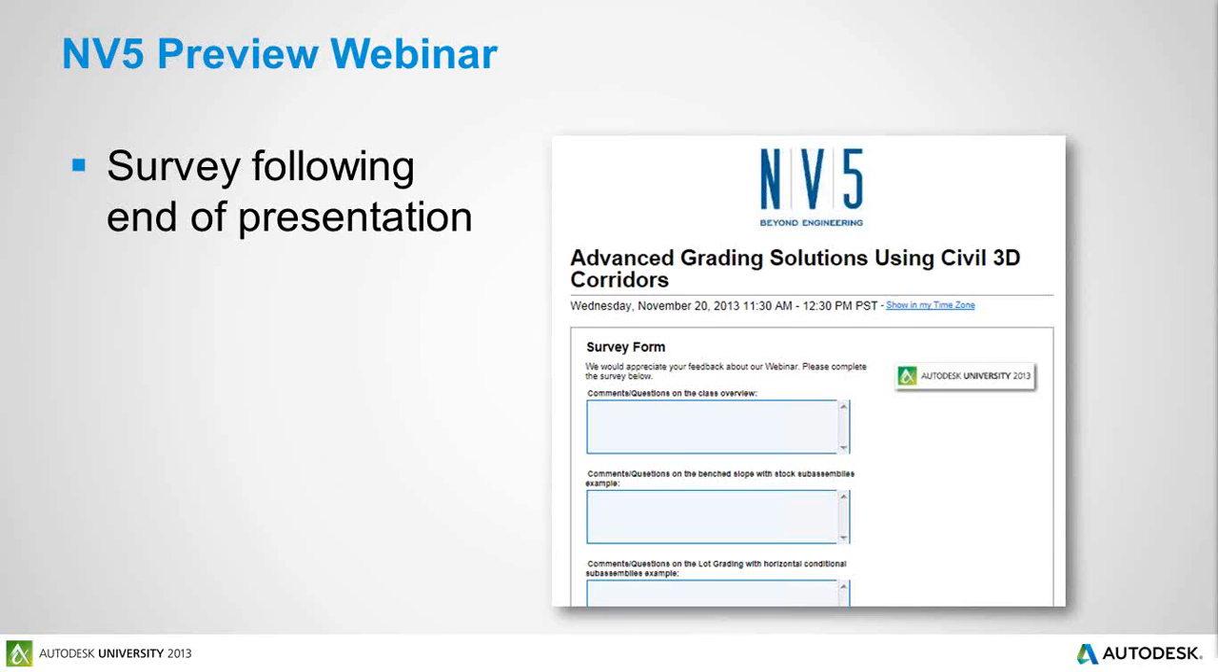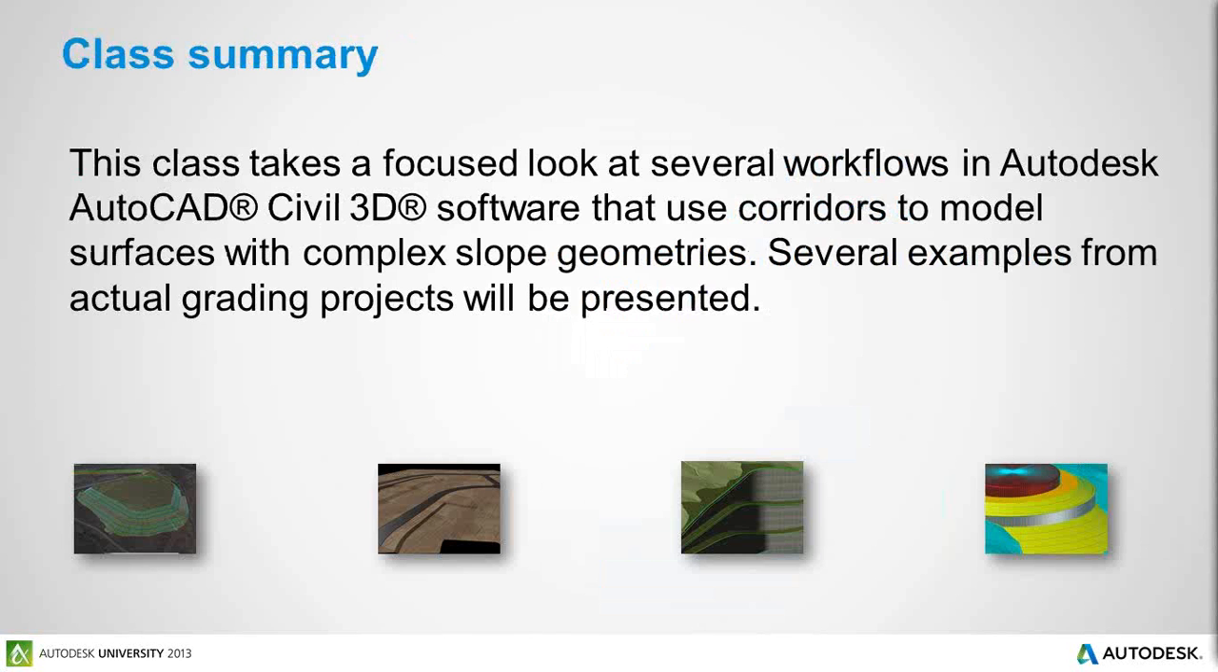Right, so again, starting with today's presentation, this course is going to take a look at some of the workflows in AutoCAD Civil 3D that will use corridor models to create complex surfaces, basically using them to solve some geometric problems that I've encountered helping some of you out with your modeling here at NV5.